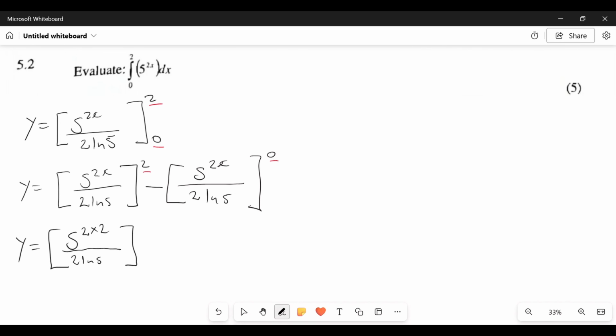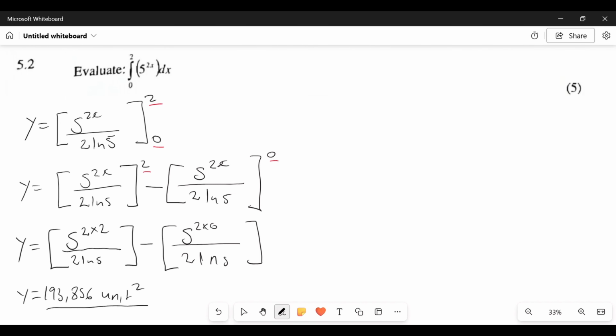There we go. Minus. And then we go to the second bracket where we're going to substitute the lower limit. So it's going to be 5 to the power of 2 multiplied by 0 divided by 2 ln 5. There we go. And then you take this, put it in your calculator. Your final answer here is going to give us 193,856 unit square. There we go, guys.